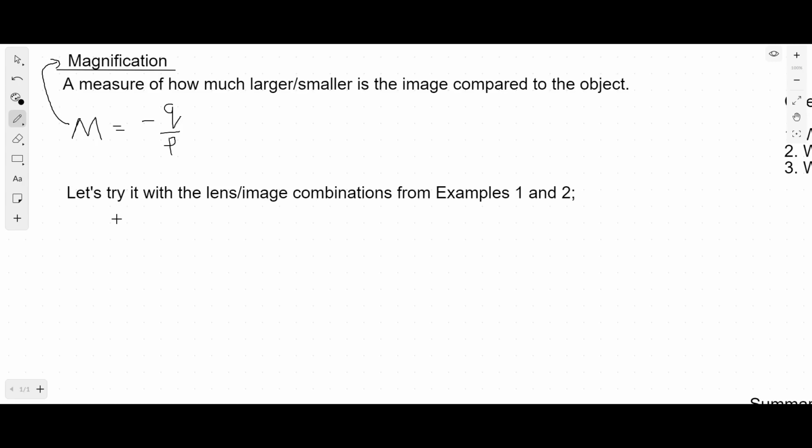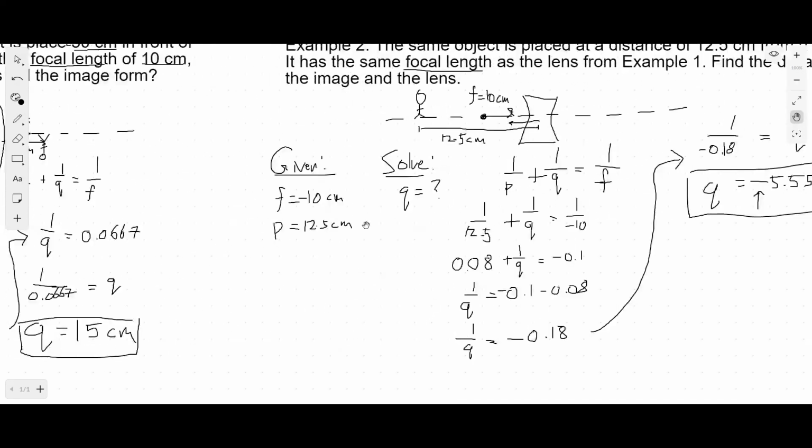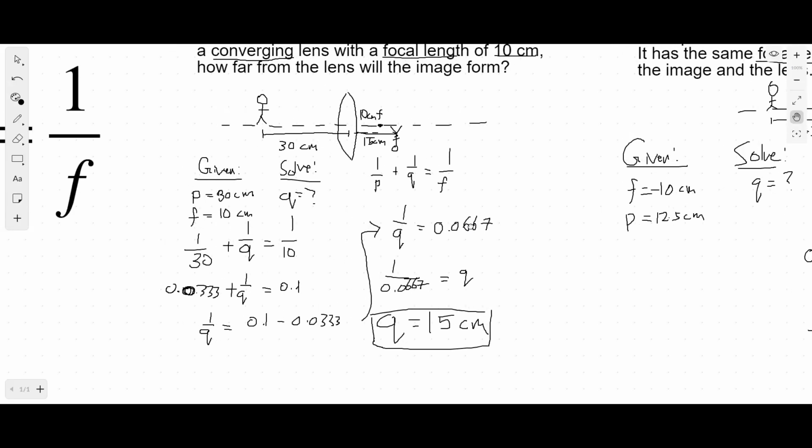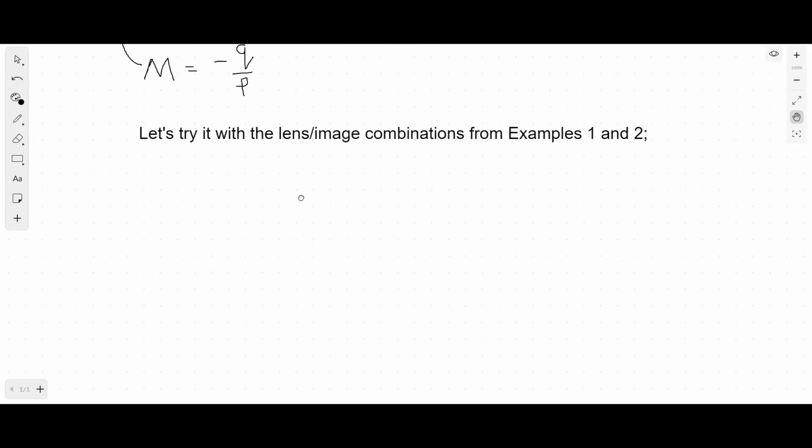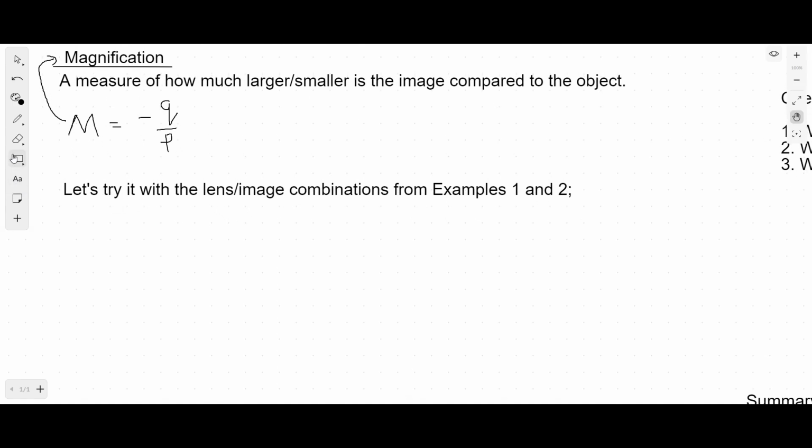So let's try it with the lens image combinations from example 1 and 2. I'm just going to peek over at examples 1 and 2 to see what those numbers were again. For example 1, P was 30 and Q was 15. To calculate the magnification, you just do negative Q, which is negative 15, over P, which is 30. What we'll get is negative 1 over 2.